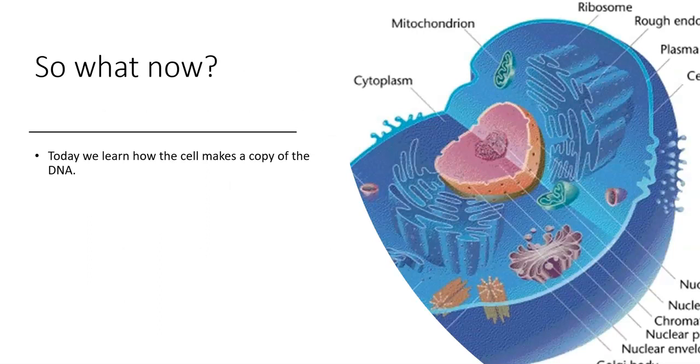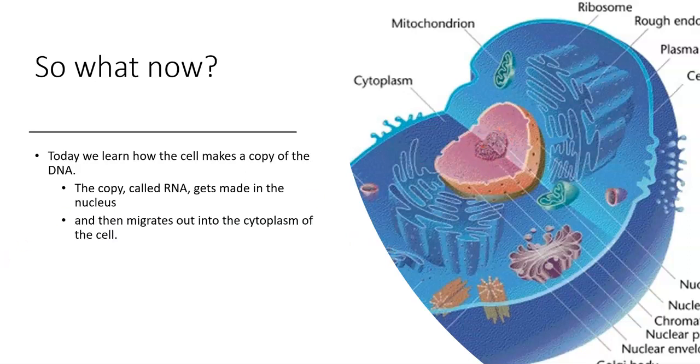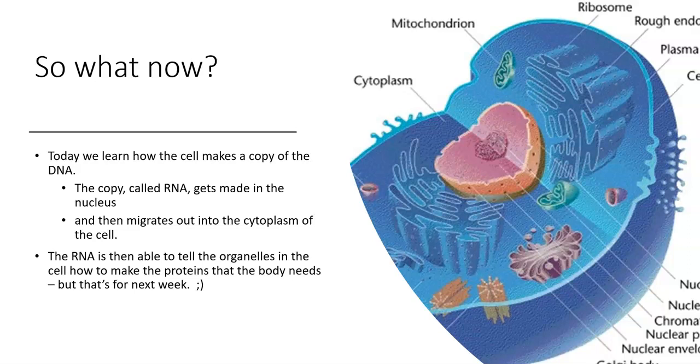So what now? Today, we're going to learn how the cell makes that copy of the segment of the DNA. The copy that gets passed out to all the ribosomes in the cell to make those proteins gets made in the nucleus. So the RNA gets made here in the nucleus, and then it migrates out into the cytoplasm of the cell, right? That's the fluid portion of the cell. And the RNA is then able to tell the organelles in the cell how to make the proteins that the body needs. But again, we're going to take care of that next week because that's a different process.